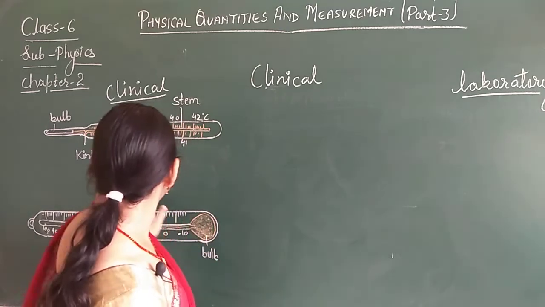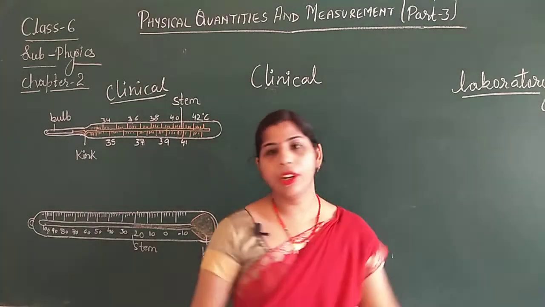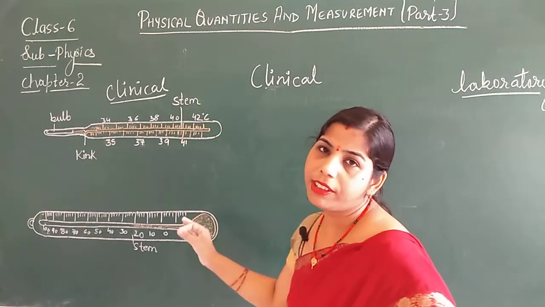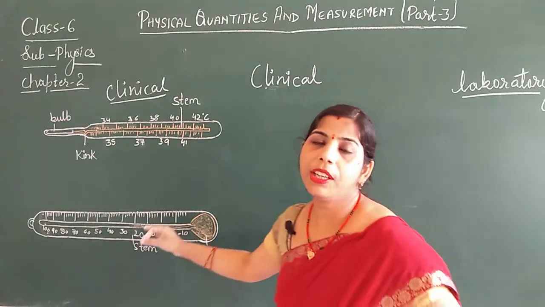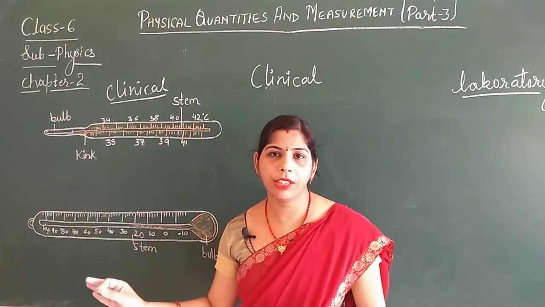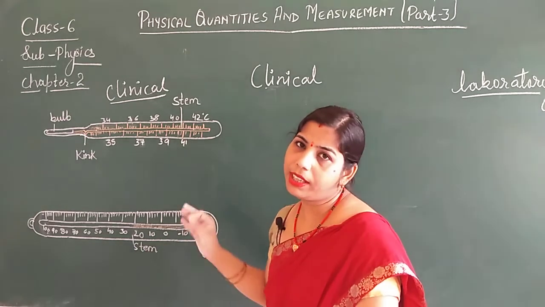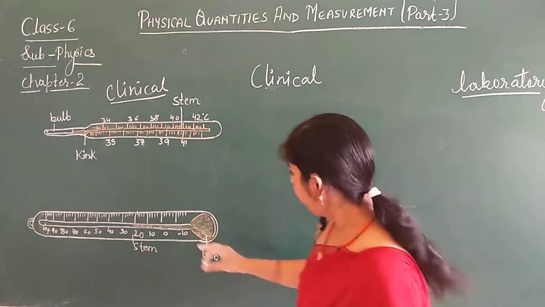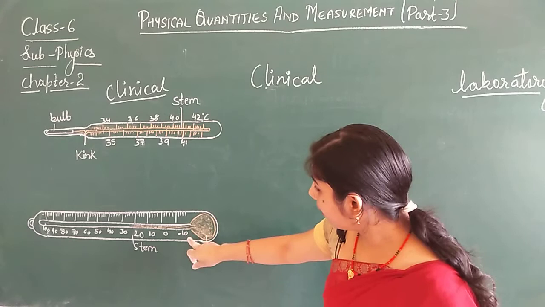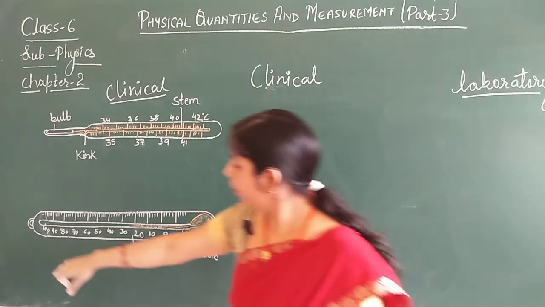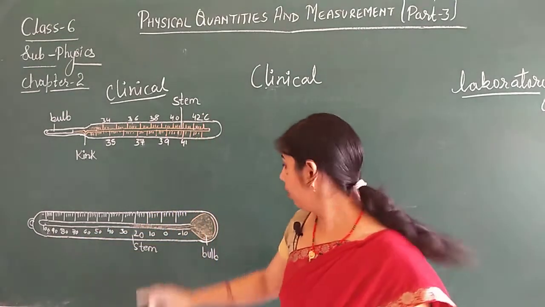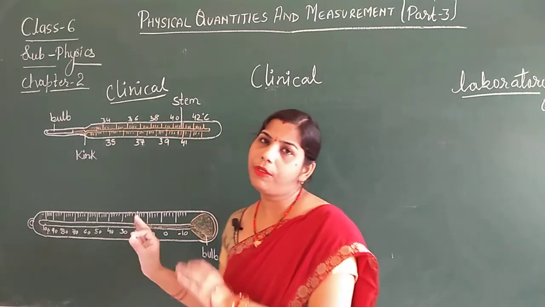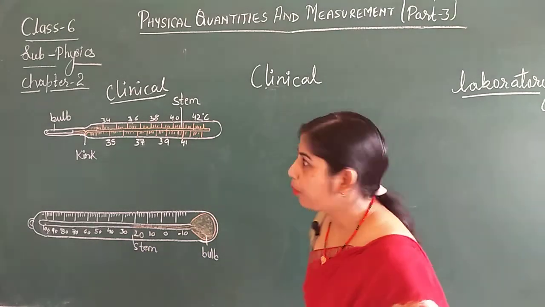Now the other one is the laboratory thermometer. This laboratory thermometer is utilized inside the laboratory for measuring the temperature in the laboratory. In this laboratory thermometer, the marking is given from -10 degree centigrade to 110 degree centigrade, and this is widely utilized inside the laboratory.